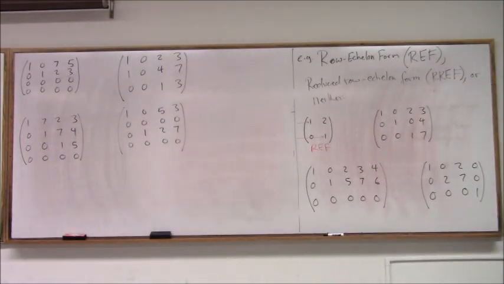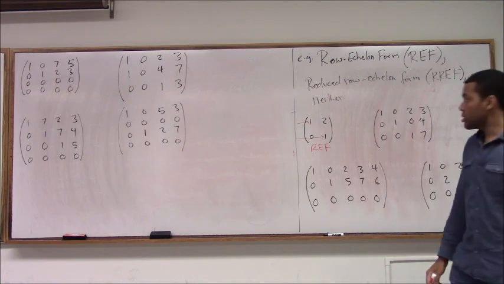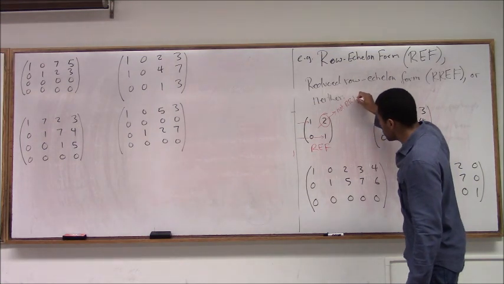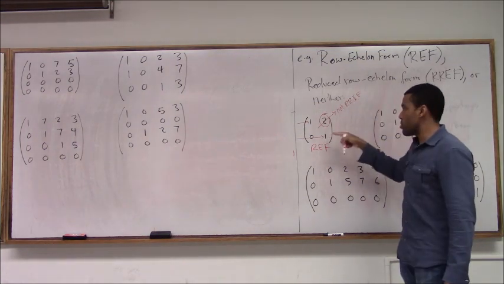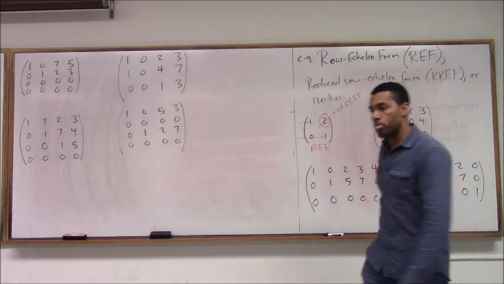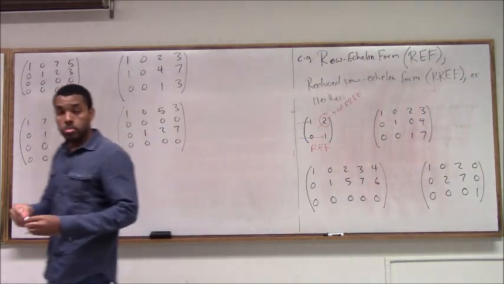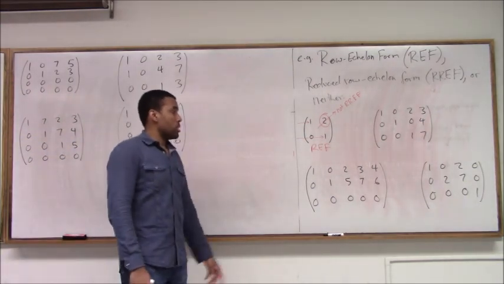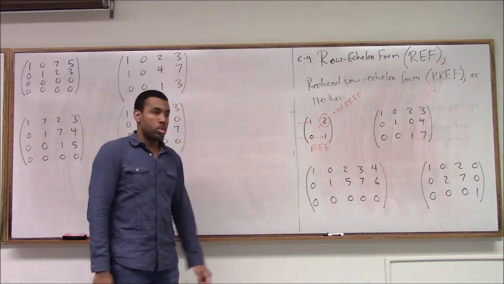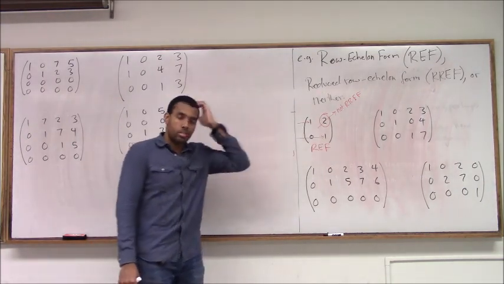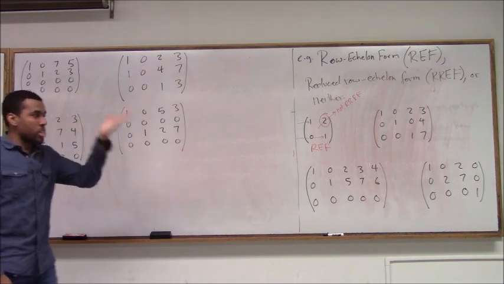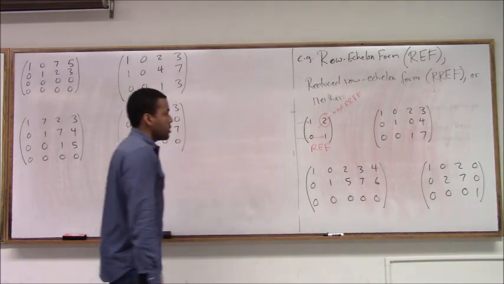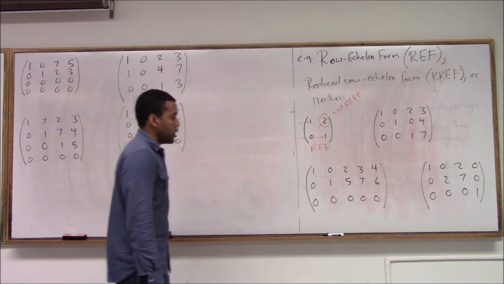Is it reduced row echelon form? No. Why not? Because of that entry. This entry means it's not reduced row echelon form, because in reduced row echelon form, if that's a pivot, it needs to be the only non-zero number in its column. If we use row operations, we could turn this into reduced row echelon form; it'll take a couple of row operations. You just multiply this by 2 and subtract it. So you could put it in there, but it's currently not there. Okay, so that's actually row echelon form.